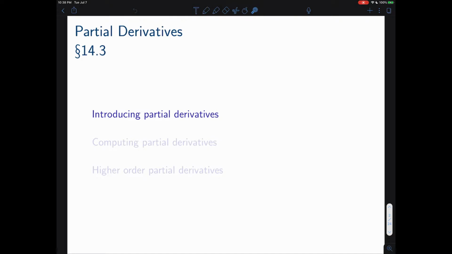I'll introduce partial derivatives, including the limit definition of partial derivatives and explaining what they mean geometrically. Then we'll talk about how to realistically compute partial derivatives, not with the limit definition, but using actual differentiation rules. And then we'll talk about higher order partial derivatives.